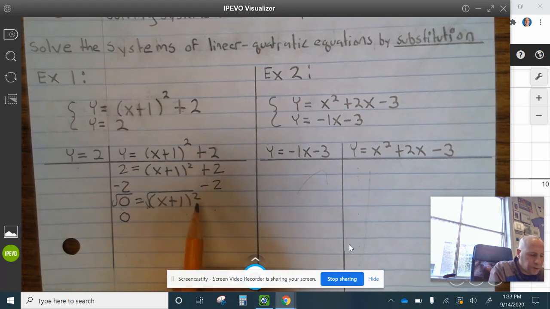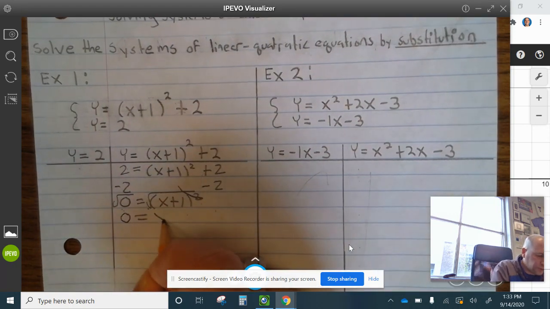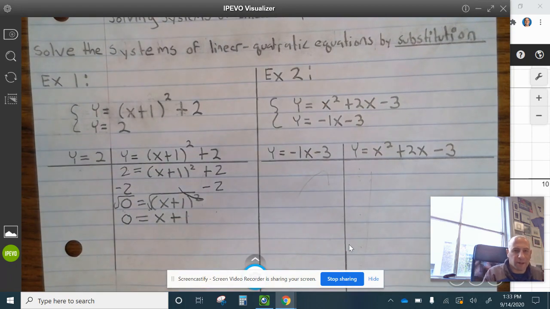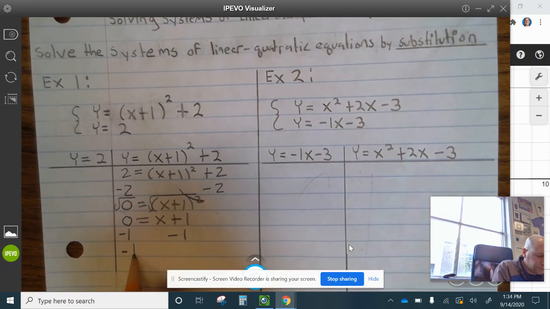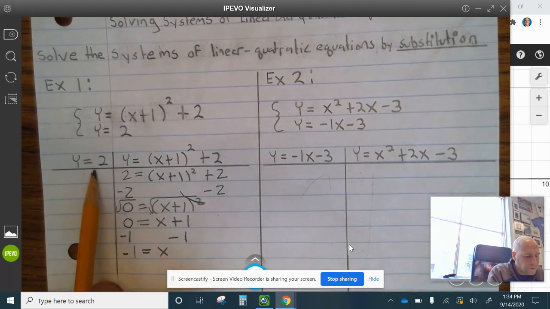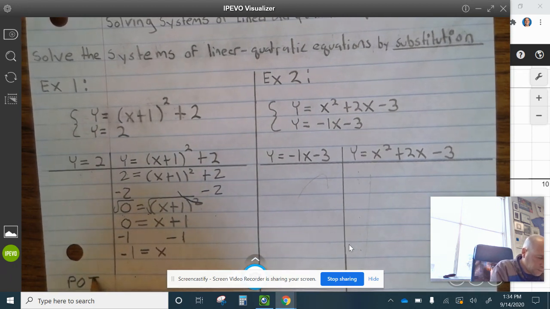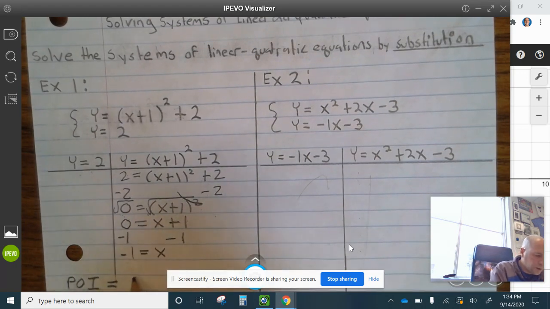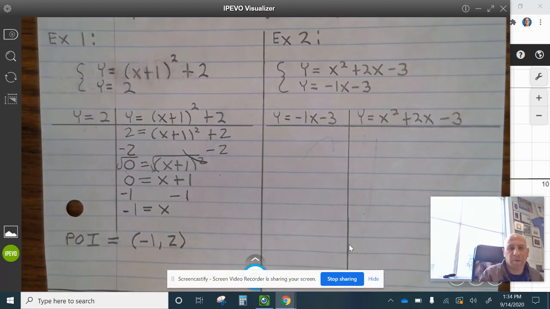When you take the square root of something squared, that goes away, and you're left with x plus 1. And then the last step, we're going to subtract 1 from both sides. So negative 1 equals x. Okay? Now we know the y value is 2, so our point of intersection is negative 1 comma 2. Okay? If you would, update example number 1.